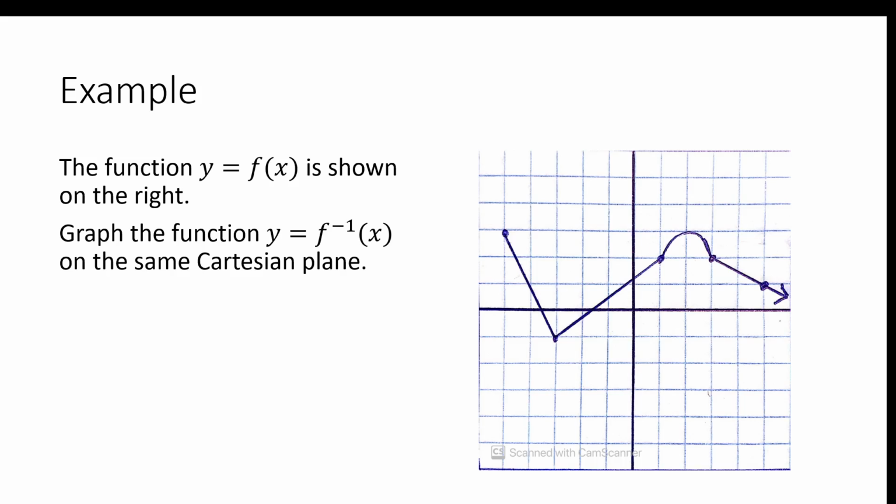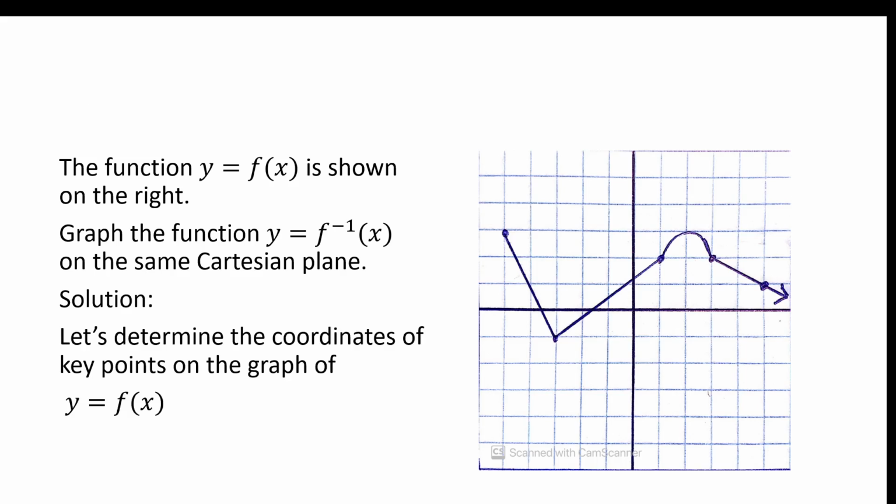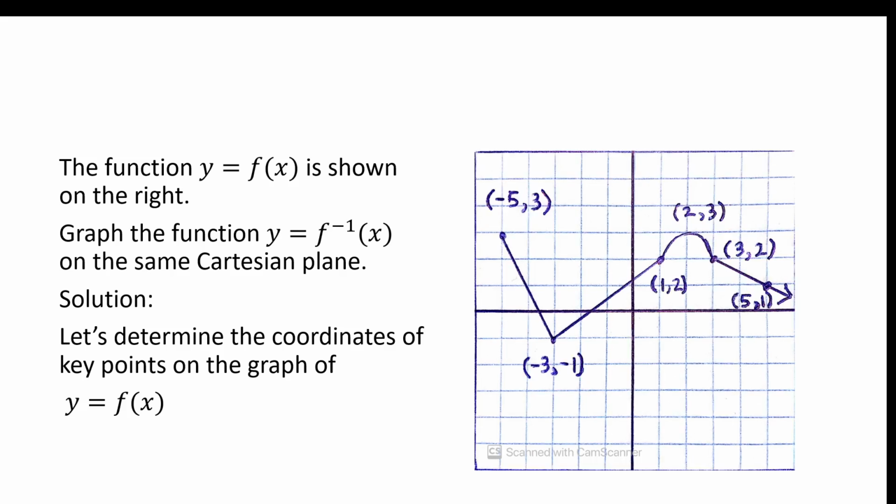In this question, we have a funny looking function. It passes the vertical line test. We're going to graph the function y equals f inverse of x on the same Cartesian plane. So one way we can do it is just to determine the coordinates of key points on the graph. Now, since (-5, 3) is on the original function, then switching x and y means (3, -5) will be on the inverse. Since (-3, -1) is on the original function, switching x and y, we get (-1, -3) is on the inverse.